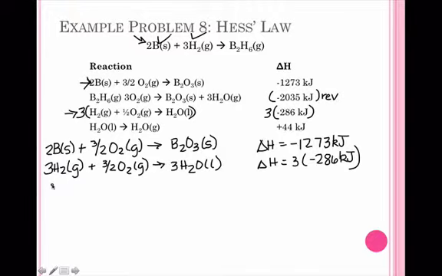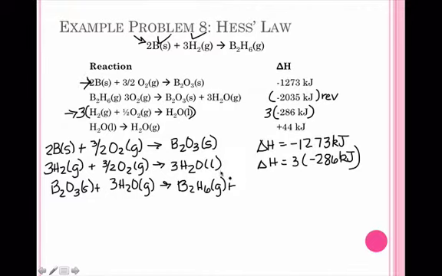So writing this backwards, I'm going to have B2O3 solid plus 3 waters to give me B2H6 gaseous plus, oh, there should be a plus sign there, 3 O2s. And my delta H for this one is going to be a positive 2035.